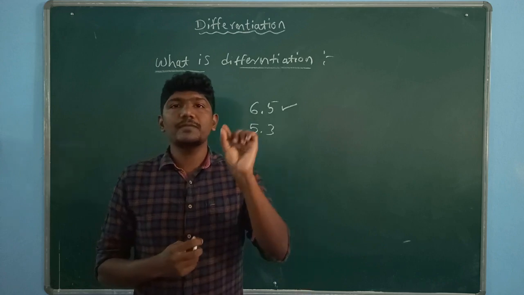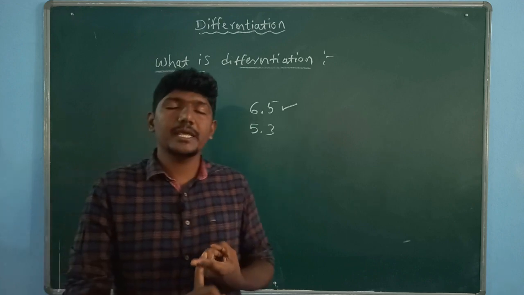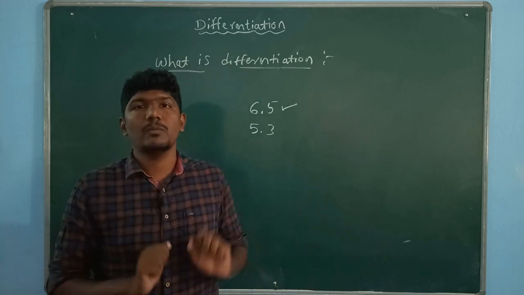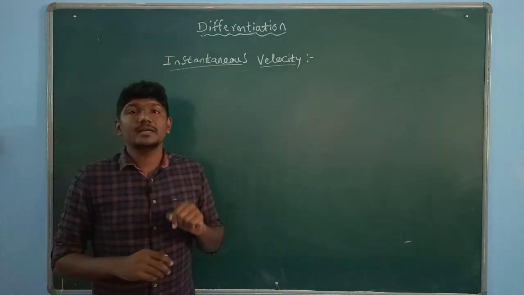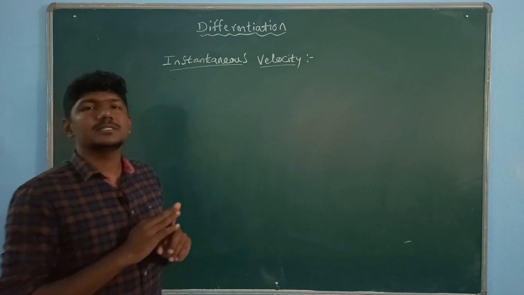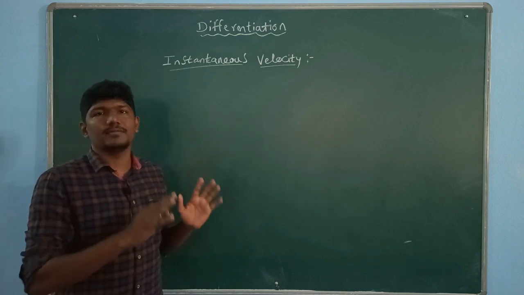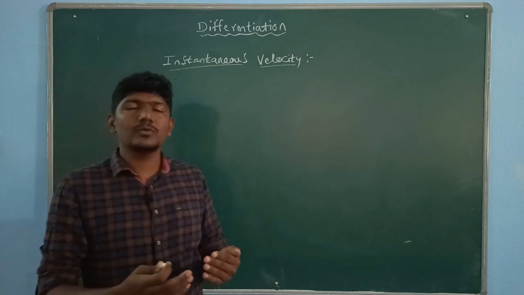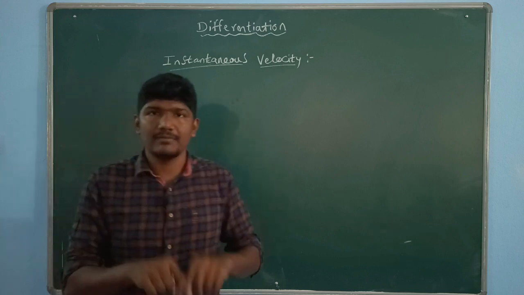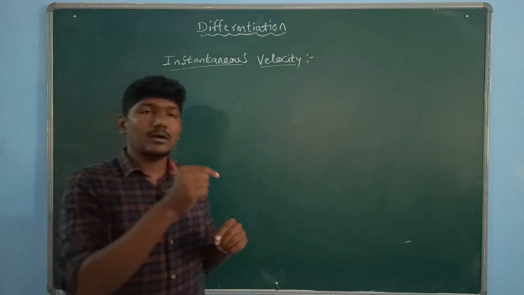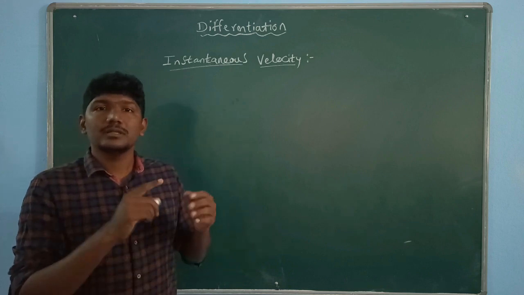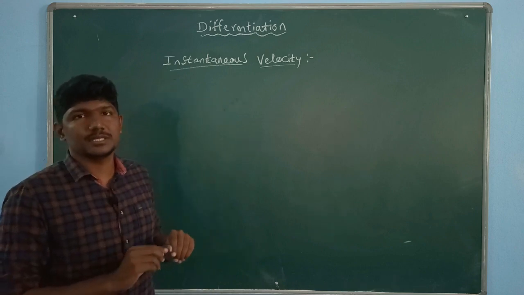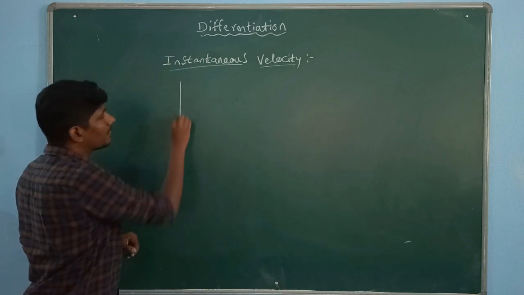The main aim of differentiation is to find instantaneous acceleration and instantaneous velocity. Today we will see how to deal with those two points. First we will see how to find instantaneous velocity using a graph. Next we will see, without a graph, how to find the instantaneous velocity or instantaneous acceleration, that is, using differentiation.